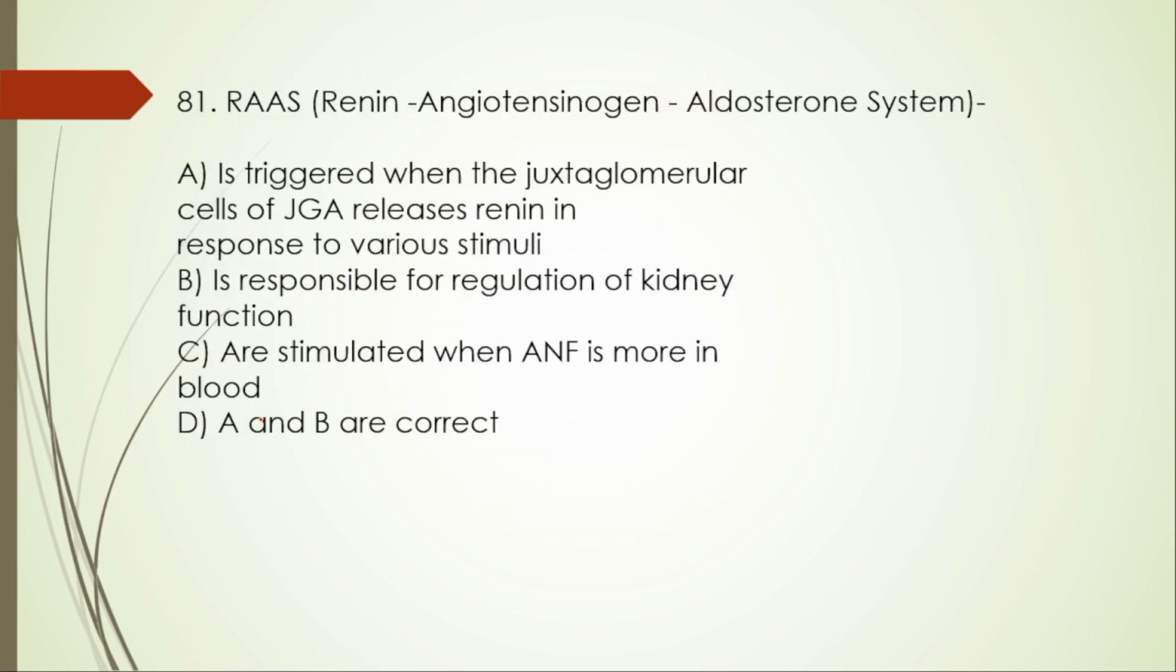Next question, that is 81. RAS, that is renin angiotensinogen aldosterone system. It is triggered when juxtaglomerular cells of JGA release renin in response to various stimuli. This one is correct. B, is responsible for regulation of the kidney function. This one is also right. And then C, are stimulated when ANF is more in blood. This one is incorrect because what does ANF act as? A check on the RAS. So here the right option is option D. A and B are correct.